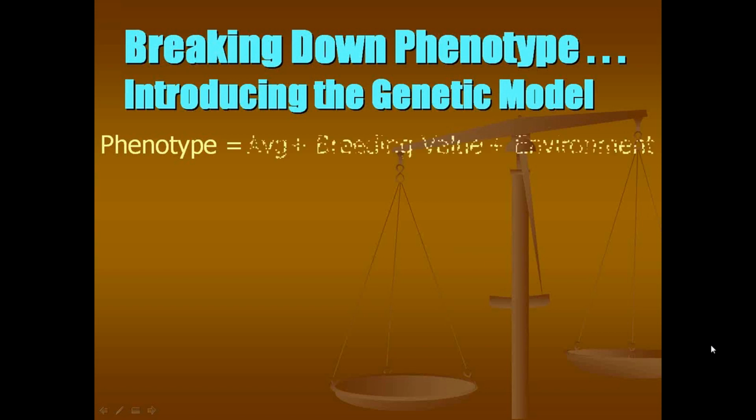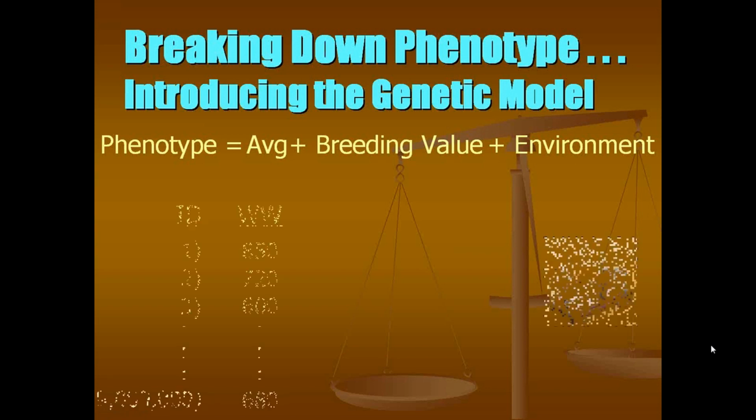So here is the genetic model. We've got a phenotype, and that phenotype equals an average, a population average, plus a breeding value, and that breeding value is the value of an animal as a parent due to the genes it possesses, plus environmental factors, environmental influences. The theory holds that every phenotype collected on an animal in a population can be broken down in this fashion, and we can explain every phenotype in a population using this equation. And I'll show you what I mean.